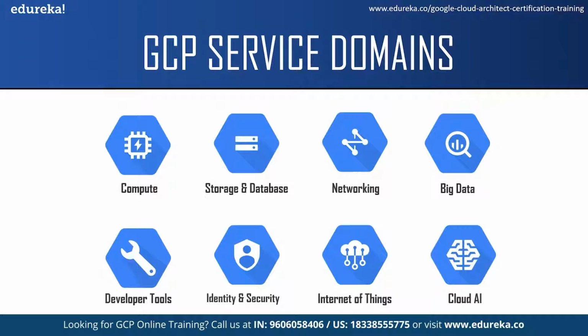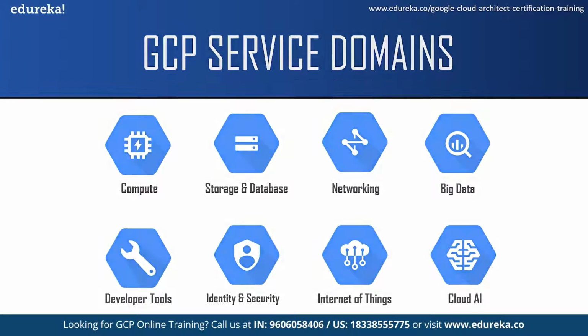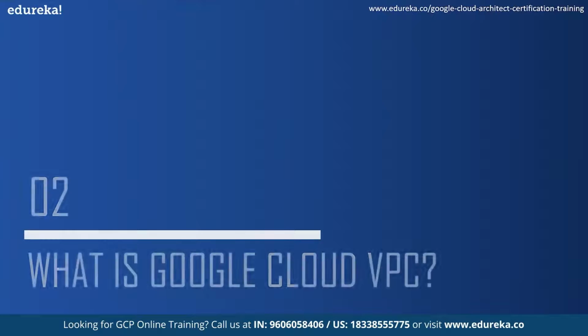Finally, we have Cloud AI. GCP provides fast, scalable, and easy-to-use AI offerings, including an artificial intelligence platform, video and image analysis, speech recognition, and multi-language processing. These were a few core service domains of GCP. Now, let us move on to our next topic and see what is Google Cloud's Virtual Private Cloud.